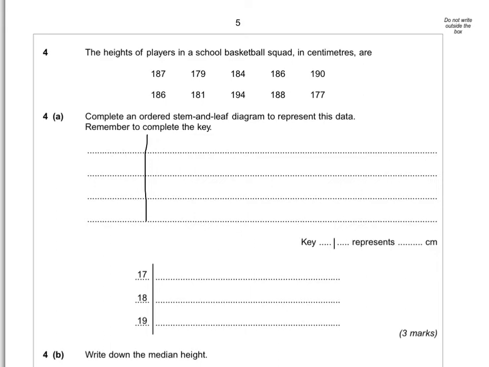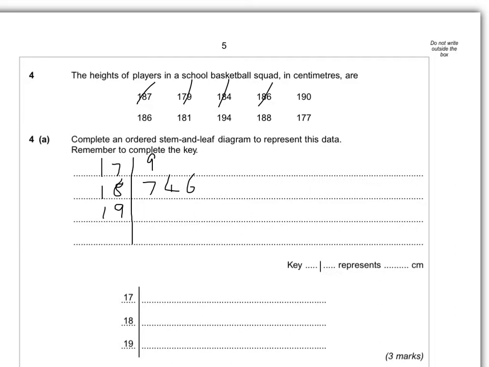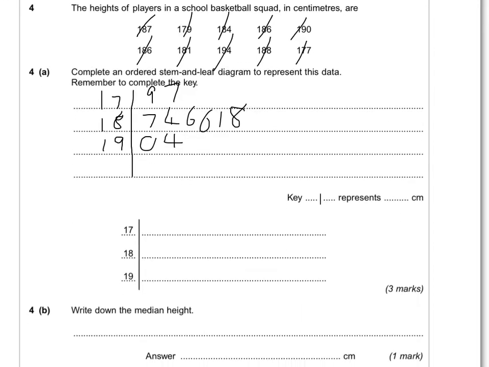Now because there's so few, you might be able to put them in order already, but let me just do it by going 17, 18, 19, and that's 170 something, 180 something, and 190 something, and then just going through them in order. 187, 179, 184, 186, 190, 186, 181, 194, 188, and 177. Alright, so now I'm putting those in order.